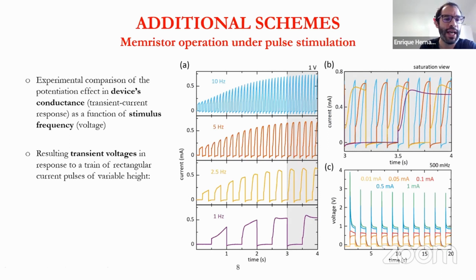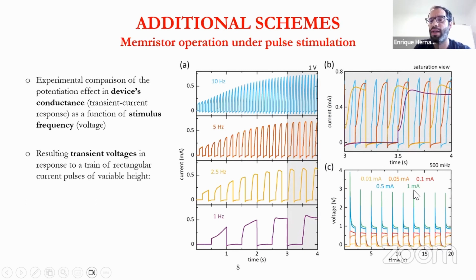And a final additional scheme is to study the resultant transient voltage in response to a train of current pulses. Okay, we interchange the input and the output. Now the input is the current, the output is the voltage, and we study this behavior of the memristor changing the current, okay, through the JV curve, and we obtain different behavior. When one applies lower values in the current, there is only an increase, and the orange lines happen the same.